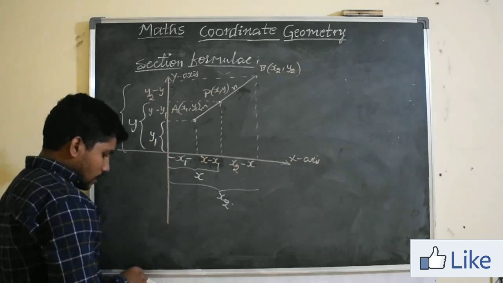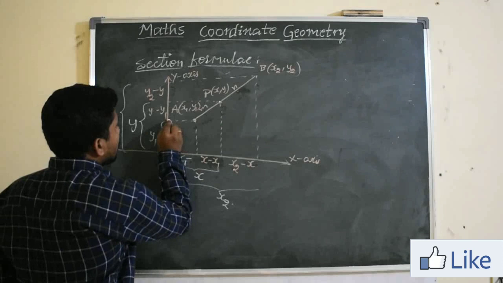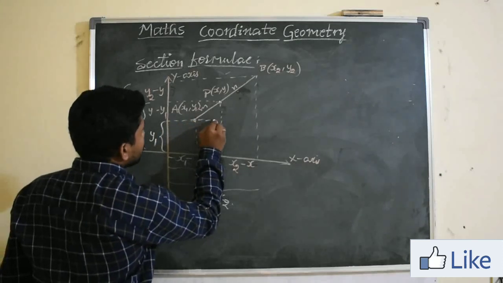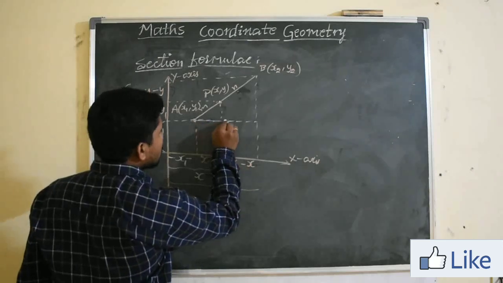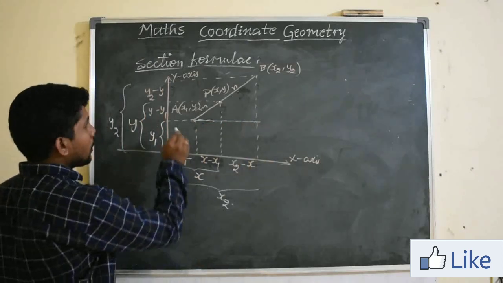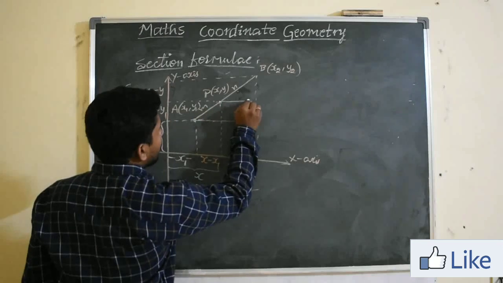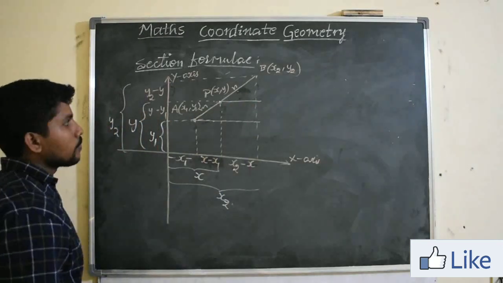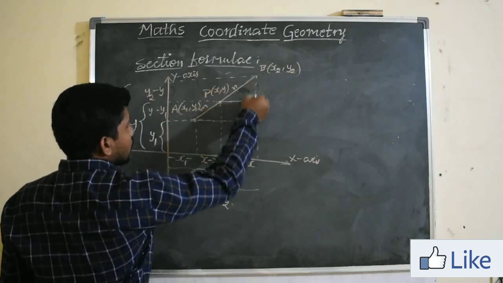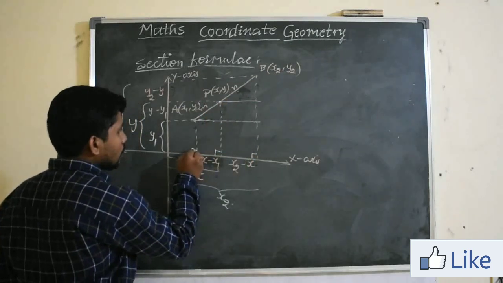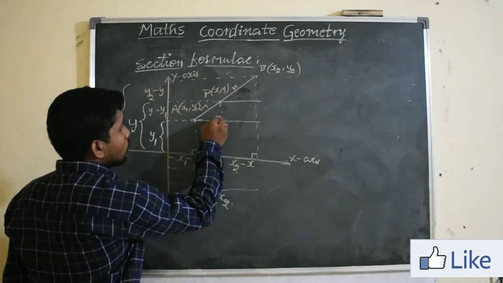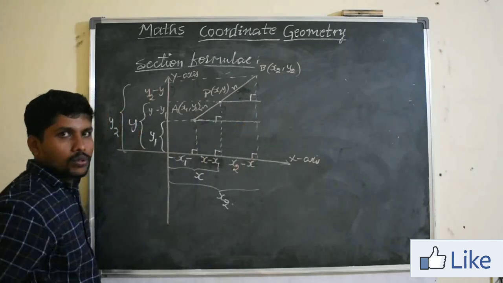Now construct a parallel line to the x-axis, which is passing through point A as well as point P. Now we can observe here, as we are taking the projections, it will always be perpendicular. Now we have two right angle triangles here.